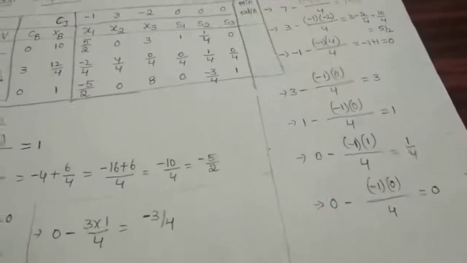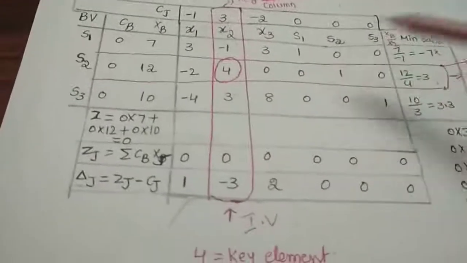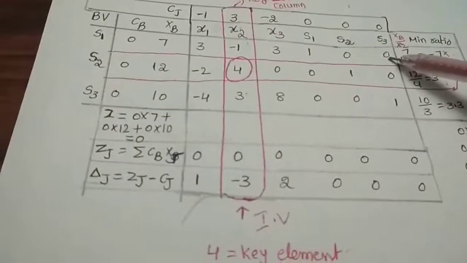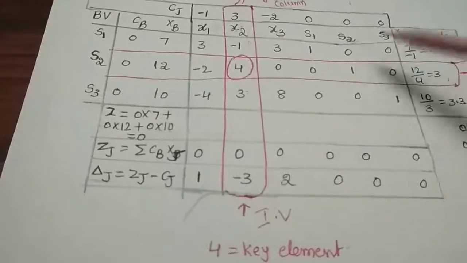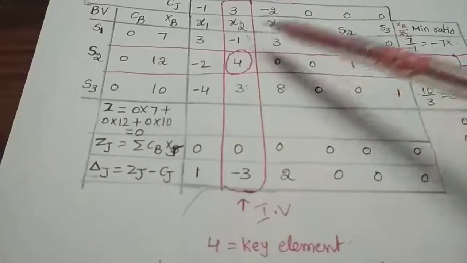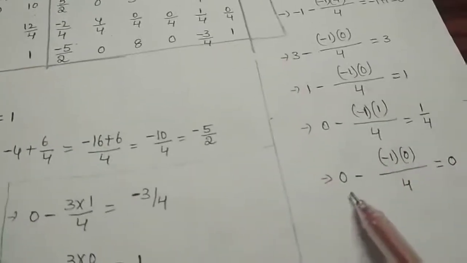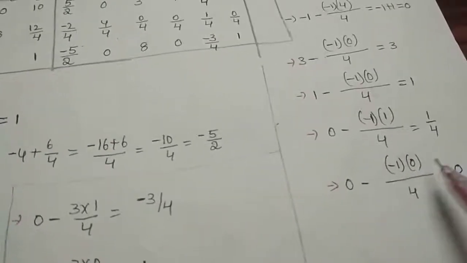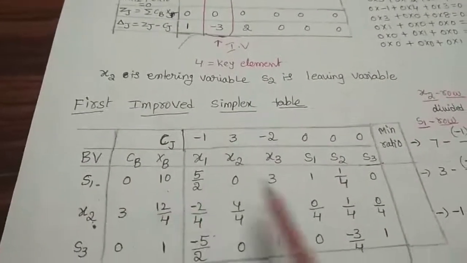Once again I will explain this value. How do we get here the last value 0? That means this is a new element 0. How do we get this 0? Coming to the previous table, this value 0 is an old element, minus the corresponding key row element, which is minus 1, times the corresponding key column element, which is 0. That is, old element 0 minus 1 into 0 divided by 4 equal to 0. Like that I calculate the S1 row.